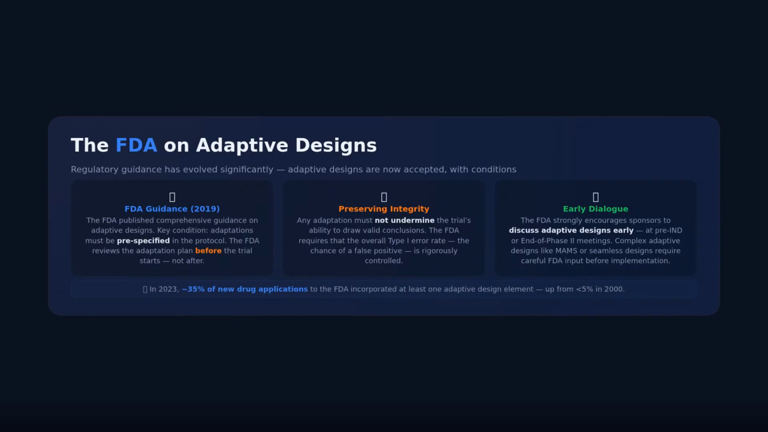The FDA published comprehensive guidance on adaptive designs in 2019. Key condition: adaptations must be pre-specified in the protocol. The overall type 1 error rate must be controlled. The FDA strongly encourages early dialogue. In 2023, about 35% of new drug applications to the FDA incorporated at least one adaptive design element, up from less than 5% in 2000.